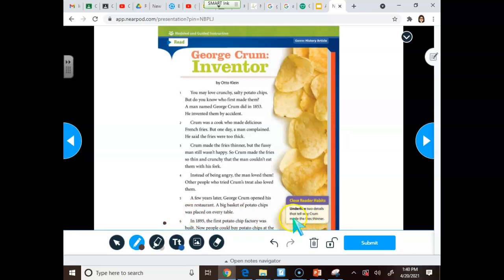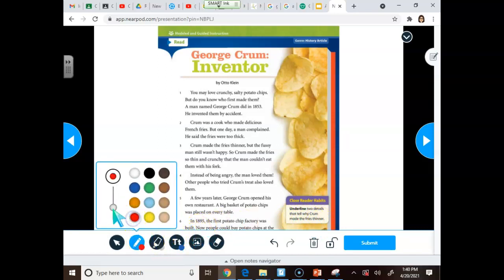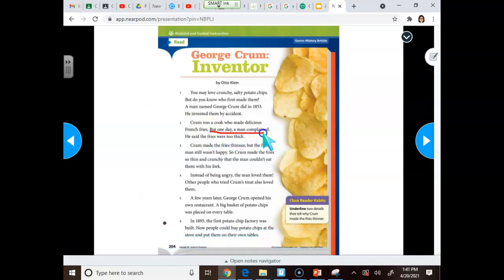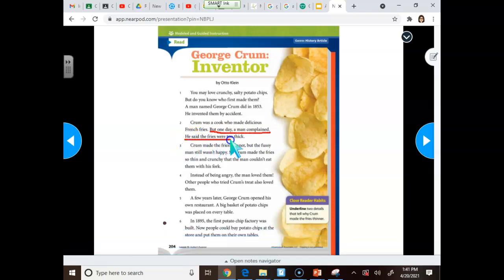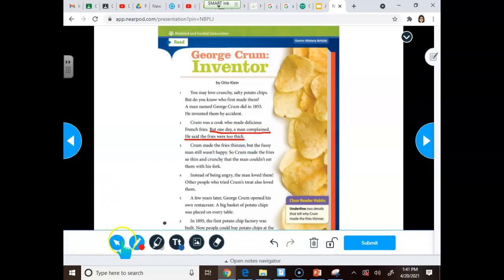Underline 2 details that tell why Crumb made the fries thinner. Why did he make them thinner, guys? Right, in paragraph 2 it says, but one day a man complained. He said the fries were what? Too thick. That's right. So that's why he made them thinner.